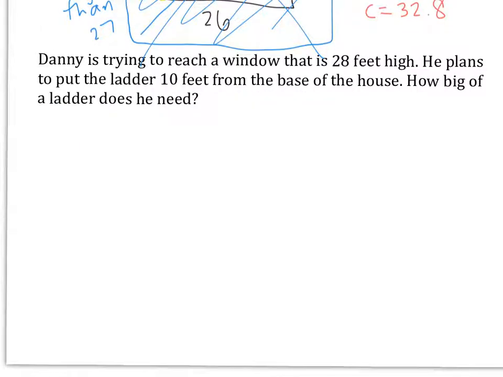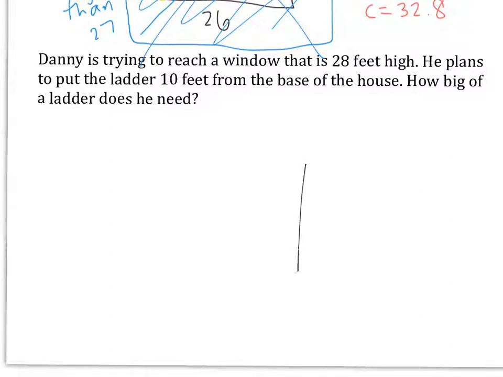Now let's take a look at our next example. Danny is trying to reach a window that is 28 feet high. He plans to put the ladder 10 feet from the base of the house. How big of a ladder does he need? So it's always good to draw a picture with these word problems because you never know quite what each number goes with each side length unless you draw a picture.